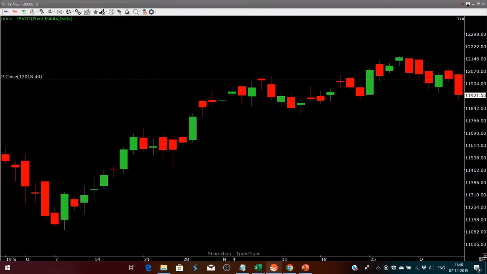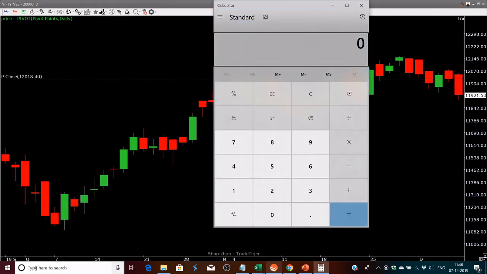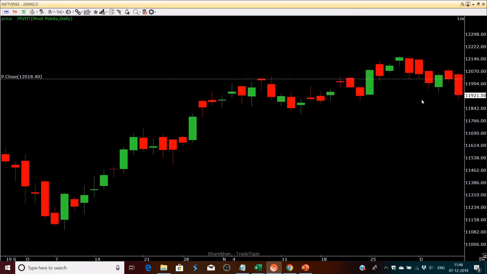So let's see, 888 minus, 33 points closer to the low it has closed for that day. Which is a sign that Nifty might open gap down also. Nifty might definitely open gap down.